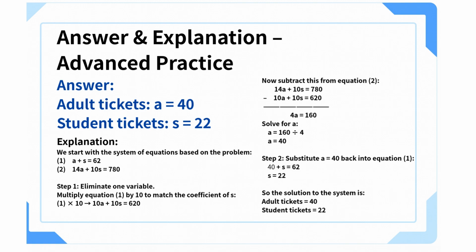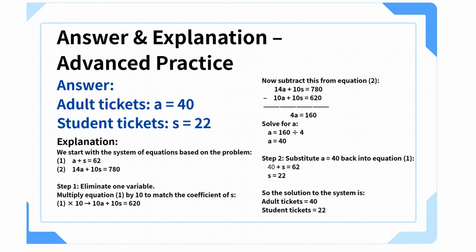So we can translate the information into two equations. The first equation comes from the total number of tickets, A plus S equals 62. The second equation comes from the total revenue, 14A plus 10S equals 780. Now we solve this system using elimination. Step 1. Eliminate one variable.